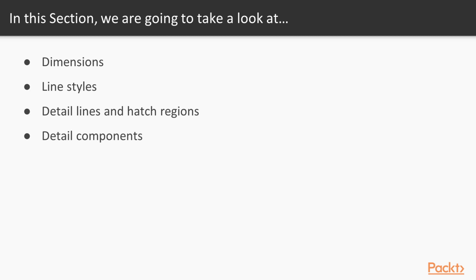And then finally, we're going to get into detail components. So when to use a detail component over a detail line or a hatch region. Detail components are more your two-dimensional version of a component, similar to what we've already talked about with the architecture text component. This is the two-dimensional version of that.